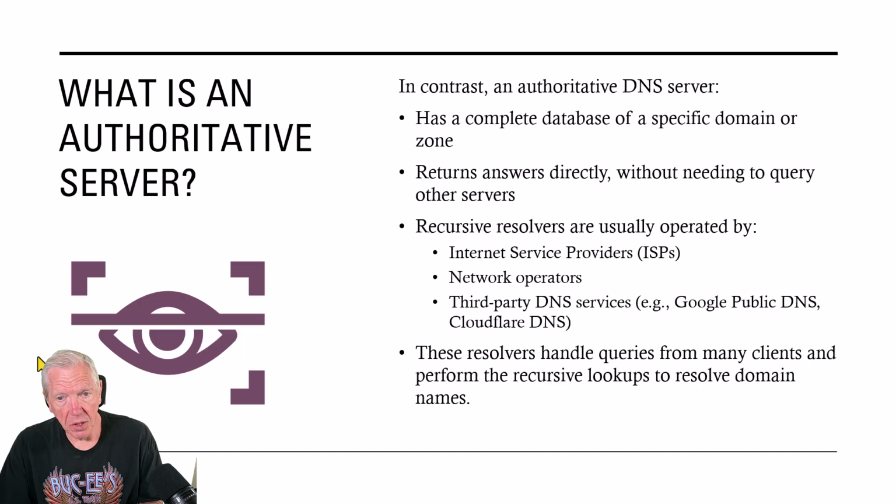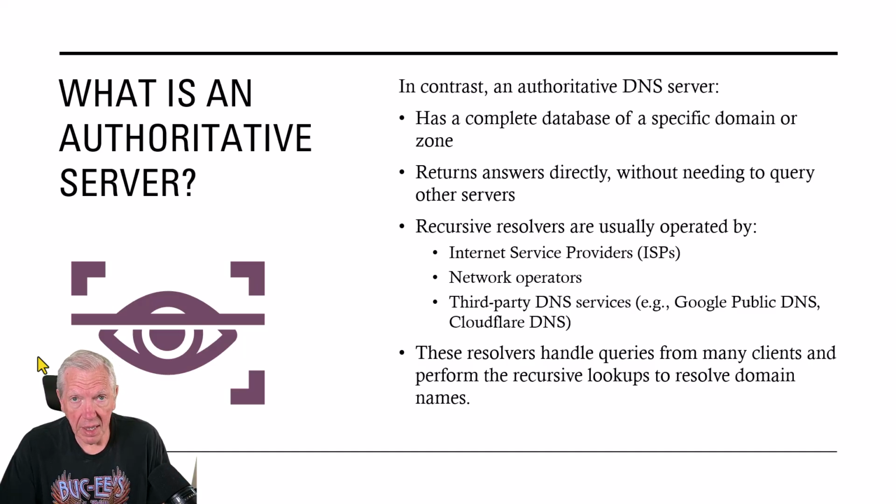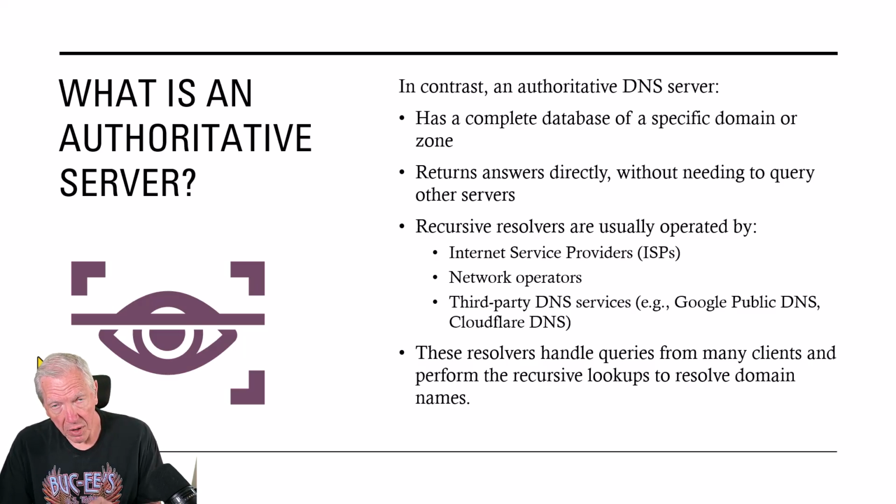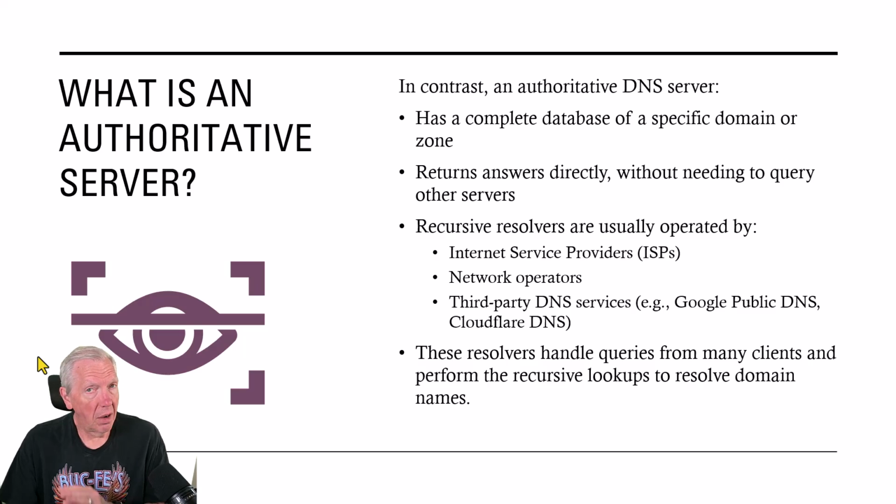Recursive resolvers are usually operated by internet service providers like Xfinity, Verizon, AT&T, etc. Could be network operators like a Cisco. Amazon AWS would fall into that camp. Google Cloud, Microsoft, etc. And then third-party DNS services such as Google Public DNS and Cloudflare DNS. These resolvers handle queries from many clients all the time, like they're very, very busy, and they perform the recursive lookup to resolve domain names.